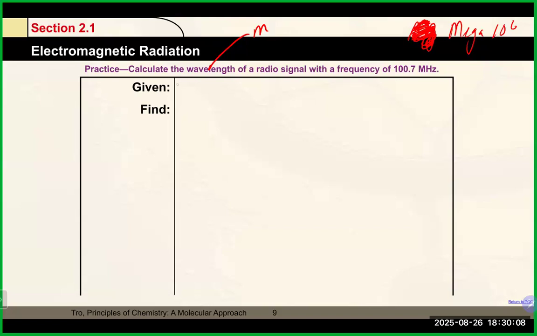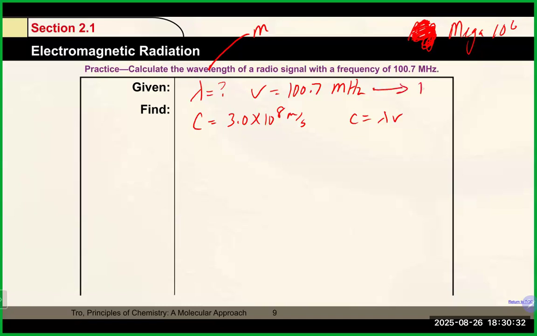Okay, so let's take a look. In this case, we are looking for the wavelength. We do have the frequency given to us, which is 100.7 megahertz. And again, we always have the speed of light, 3 times 10 to the 8 meters per second. c is equal to the wavelength times the frequency. I personally am going to convert this megahertz into hertz, which is basically equal to a reciprocal second, so I have everybody in the right units. Otherwise, if you roll with it the way it is, you're off by a factor of 10 to the 6.